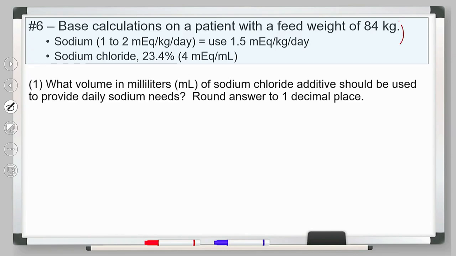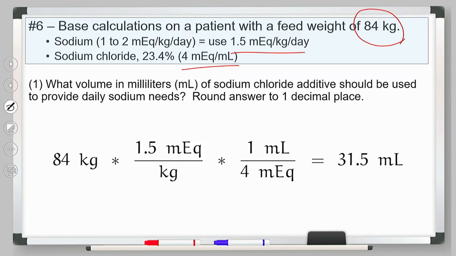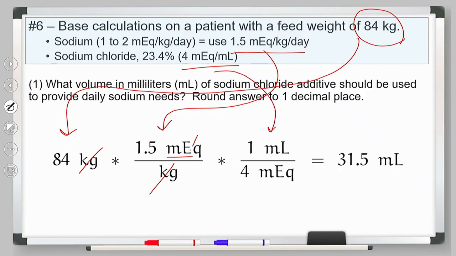And again, I give you a feed weight here. And for sodium, it is a weight-based amount per day with this concentration of an additive. So make sure you understand, to figure out the volume I would need for this patient, if their feed weight is 84 kilograms, and they have 1.5 milliequivalents per kilogram, I just multiply by that. But to convert from milliequivalents to volume, I need to divide by the concentration. So it's 4 milliequivalents per mL. I get 31.5. That's easy.